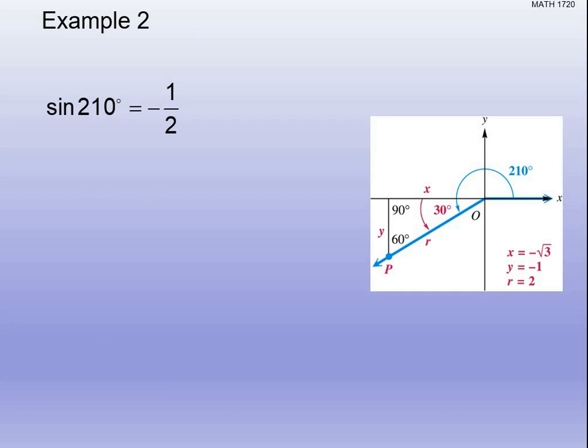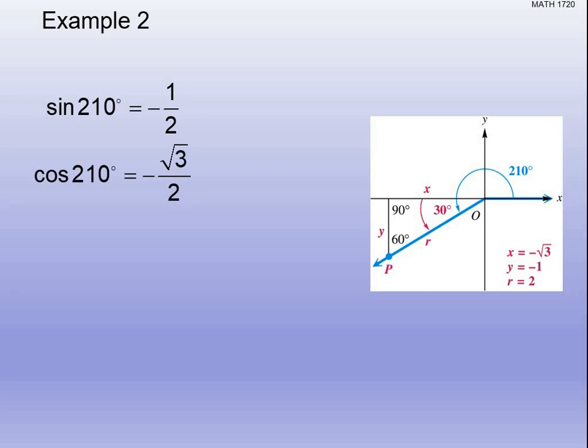So sine of 210, we're using the reference angle, so it's really sine of 30, which is opposite over the hypotenuse, so it's going to be negative 1 divided by 2. So we write it as sine of 210, but we're using the reference angle of 30 degrees to get the ratios. So make sure that you understand that. Sine of 210, we're using the reference angle to get the values here.